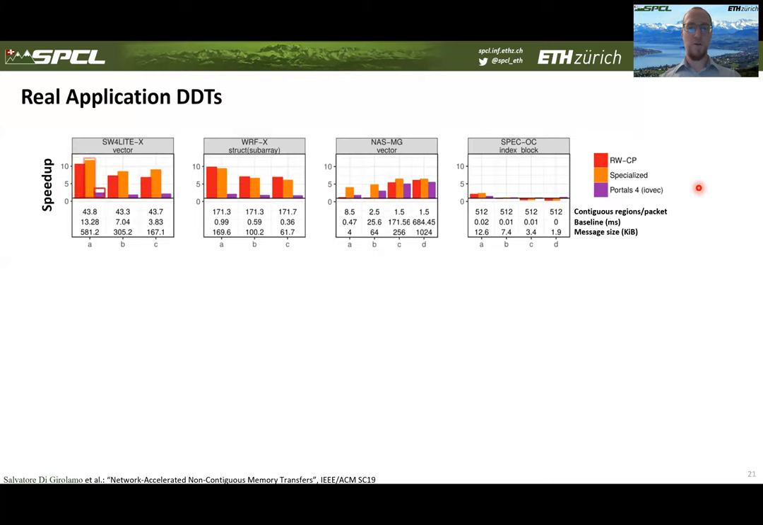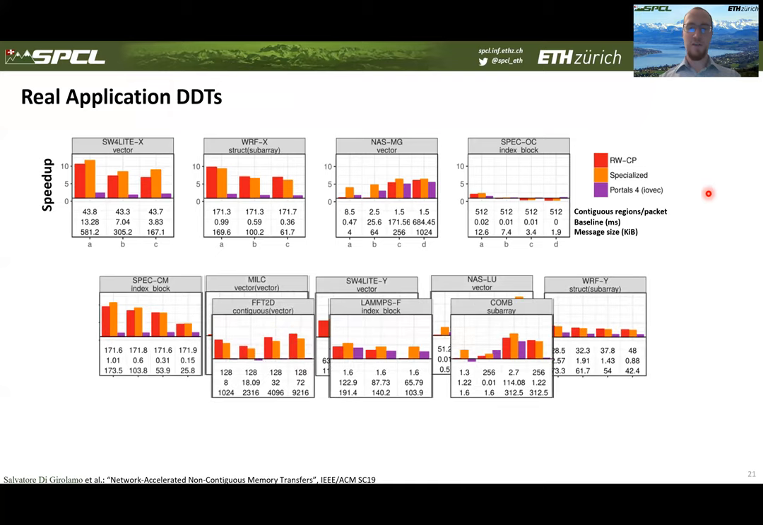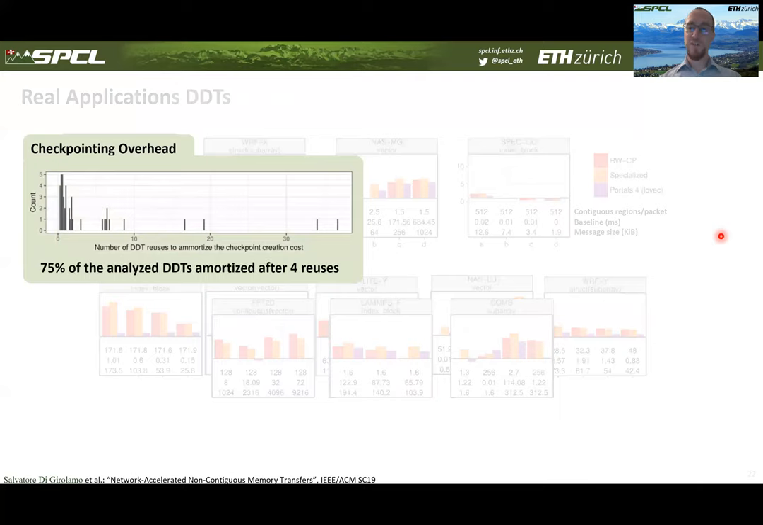I don't want to go into too much detail. There's a lot of good data that we could present here, but I would like to refer you to this paper if you care about details. A very interesting insight is also that just after reusing a data type four times, 75% of the data types already amortize the initialization overhead. Because we need to set up that specific channel for processing, which I didn't really talk about, but you can imagine, if you offload a CUDA kernel to a GPU, it takes some overhead. If you offload a networking kernel to the sPIN interface, it of course also takes some overhead.